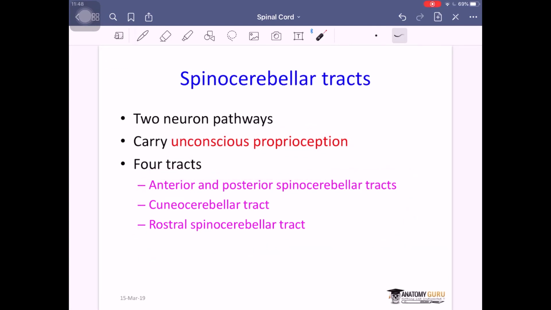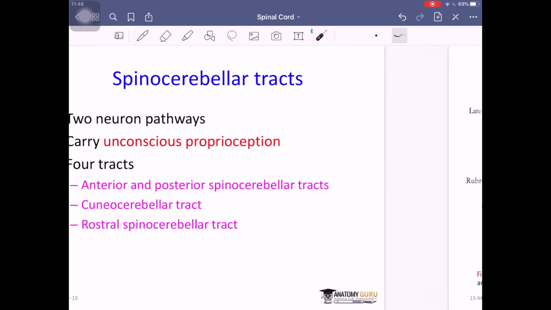Altogether there are four tracts. You have the anterior and posterior spinocerebellar tract. Then there are two other tracts which we have not mentioned. One is called cuneo-cerebellar, starting from the cuneate nucleus of the medulla oblongata. One more is called rostral. Rostral means cranial. Both of these are called caudal spinocerebellar, and this is the rostral spinocerebellar tract. So let us see the detail.